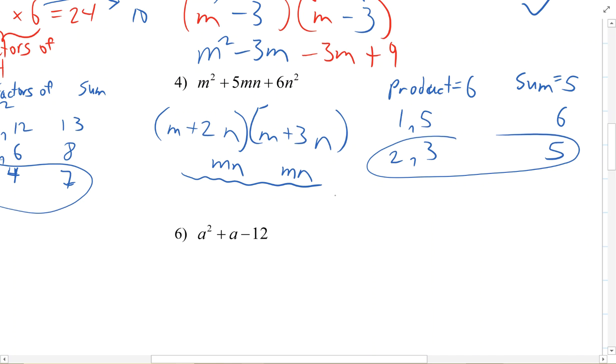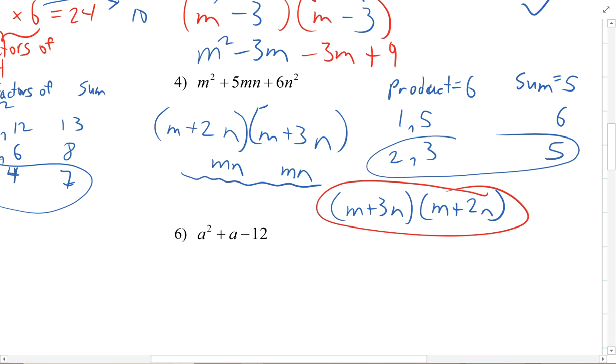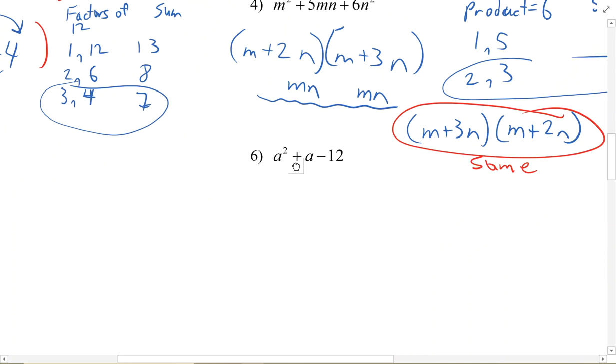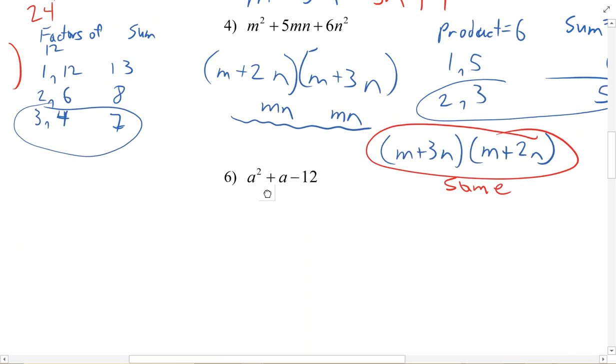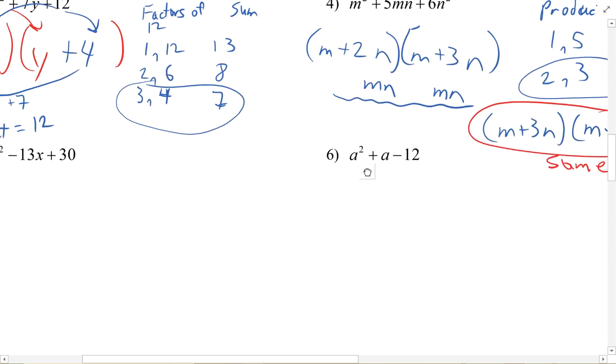Okay. What if you had this, m plus 3n, and you switched it up and had m plus 2n? Guess what? This here is the same. Okay, as long as what's in the bracket is identical, you are fine. Okay, I think we're starting to get it now.